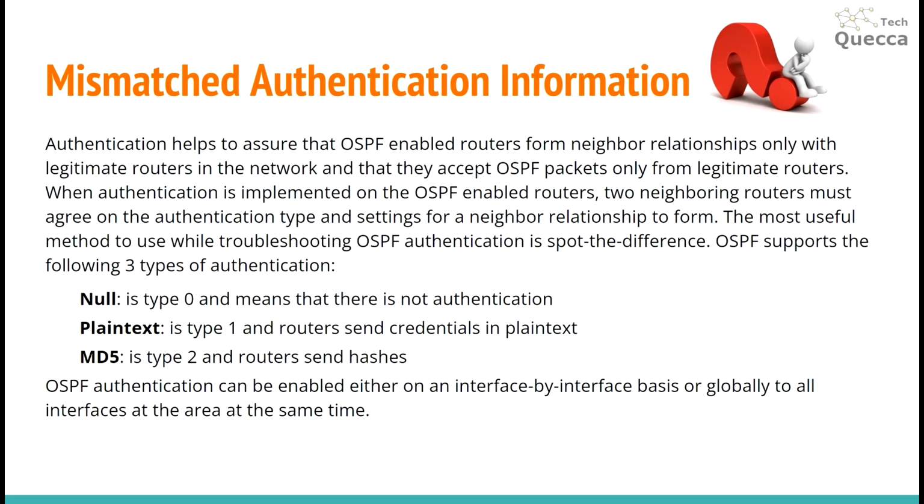OSPF supports the following three types of authentication. First one is null. This is type 0 authentication, meaning there is no authentication at all. Plain text. This is type 1 authentication, and it means that routers send credentials in plain text. And MD5. This is type 2 authentication, and routers send hashes of the passwords. OSPF authentication can be enabled either on an interface-by-interface basis or globally to all interfaces in the area at the same time.